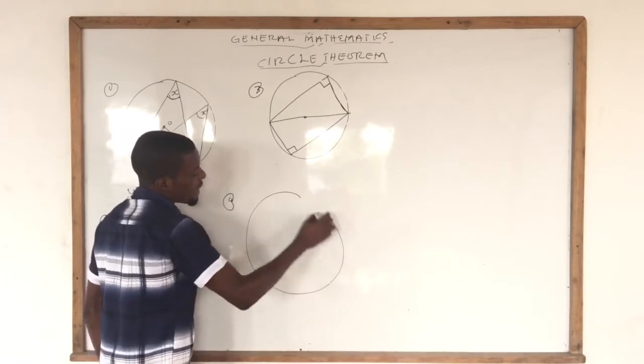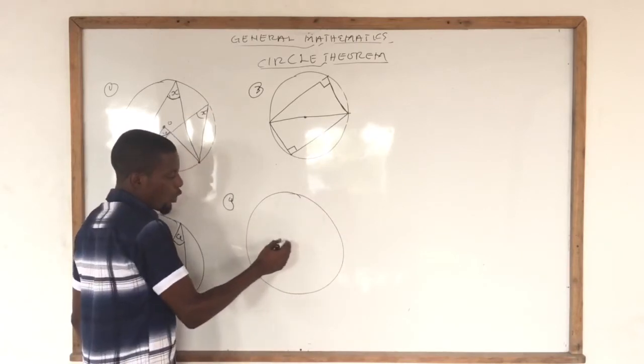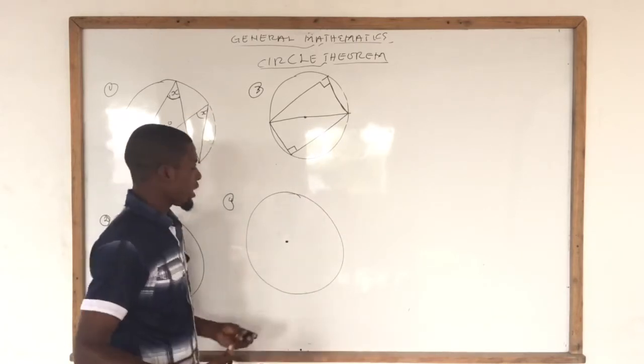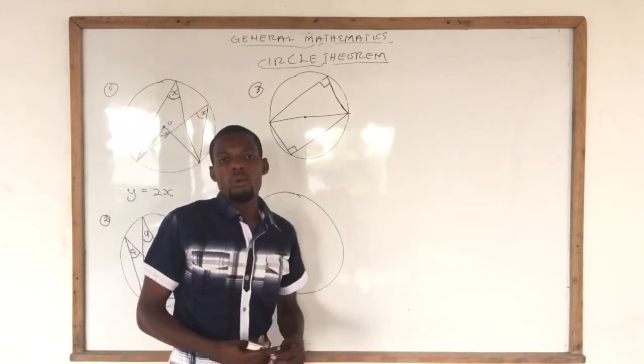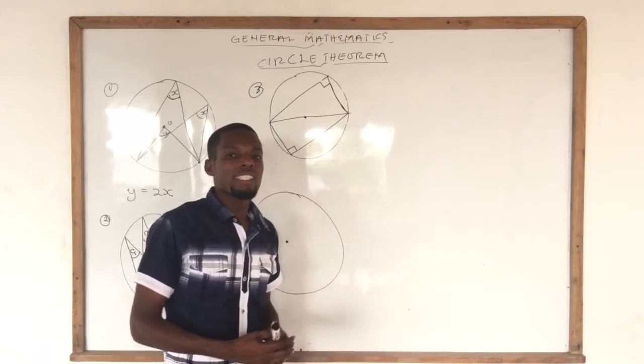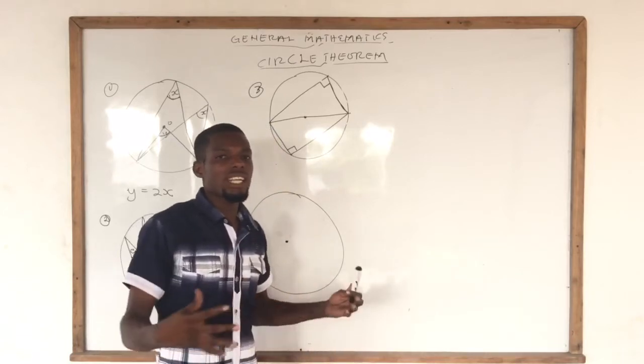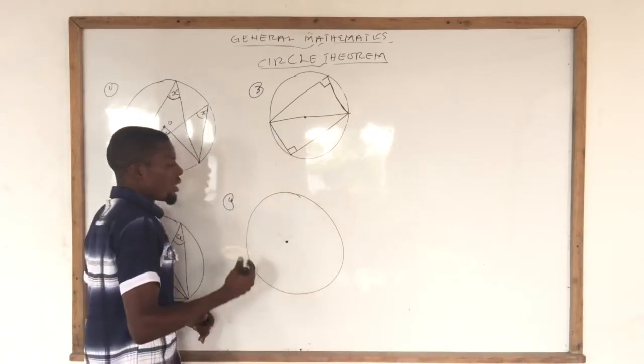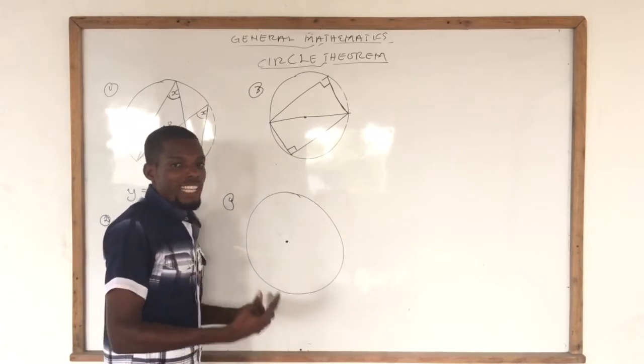The fourth one says that opposite angles of a cyclic quadrilateral are supplementary. Remember, we said supplementary angles are angles that sum up to what? 180 degrees. Sum means what? Addition. It adds up to 180 degrees. So, opposite angles of a cyclic quadrilateral.